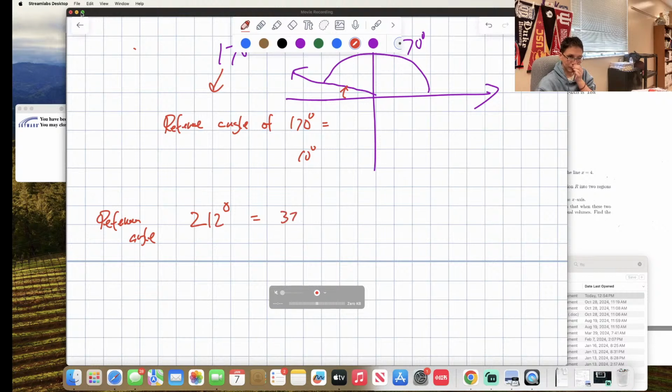32, good. Because it's going to be 212 subtract 180. 180 is the closest side. So that'll be always positive. It's going to be 32 degrees. The reference angle of 212 is 32 degrees.